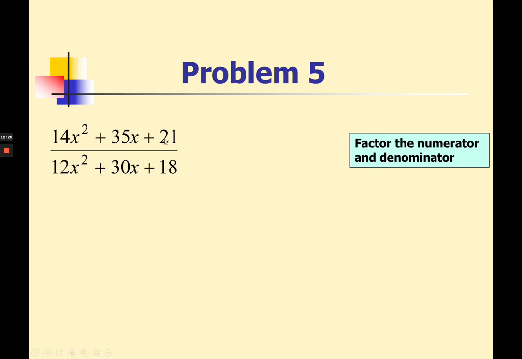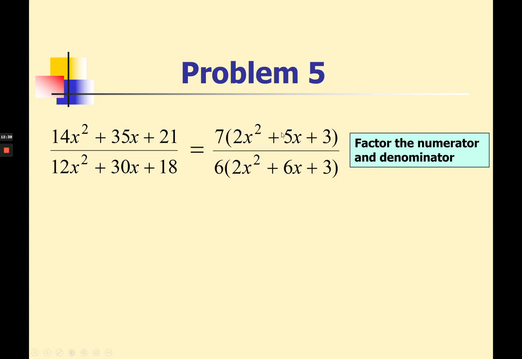14, 35, 21 looks familiar. Actually, they are factors of 7. 12, 30, and 18 are actually factors of 6. If you factor out 7 here, you have 2, 5, 3. If you factor out 6 here, you have 2, 5, 3. Amazingly, you have your factors here.